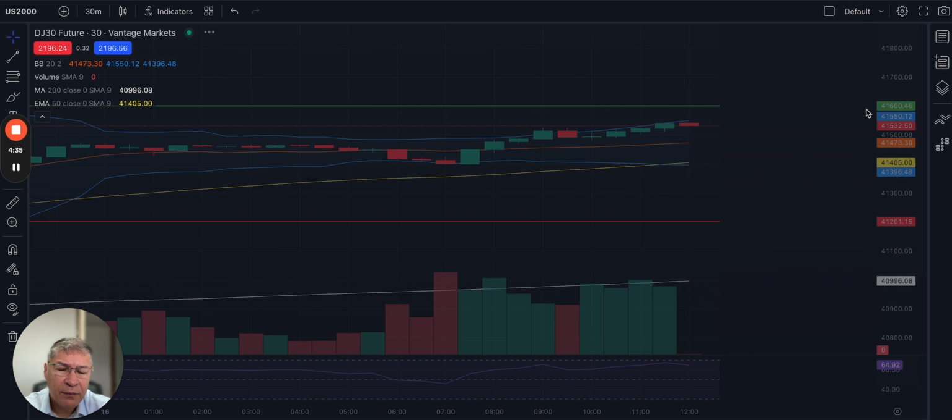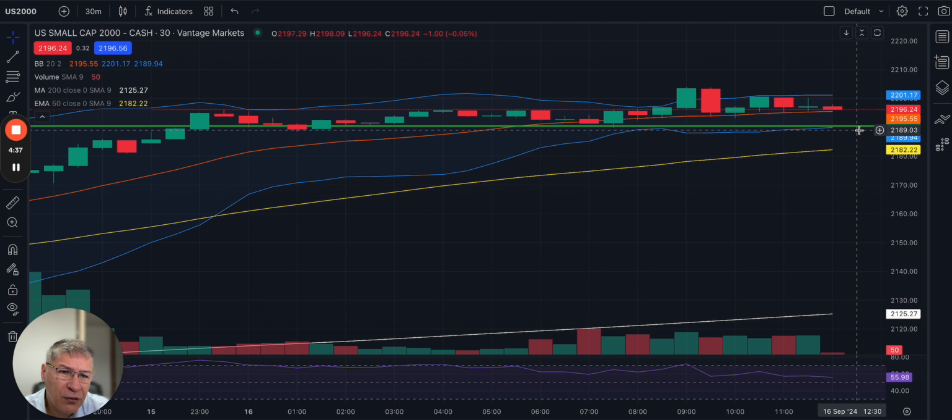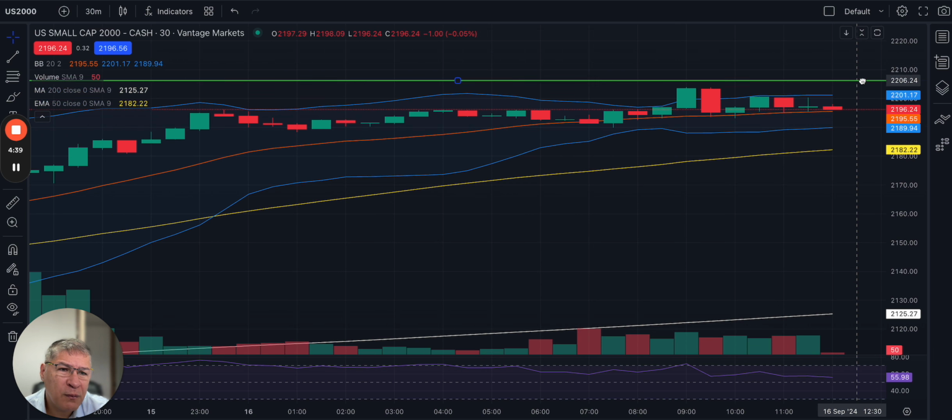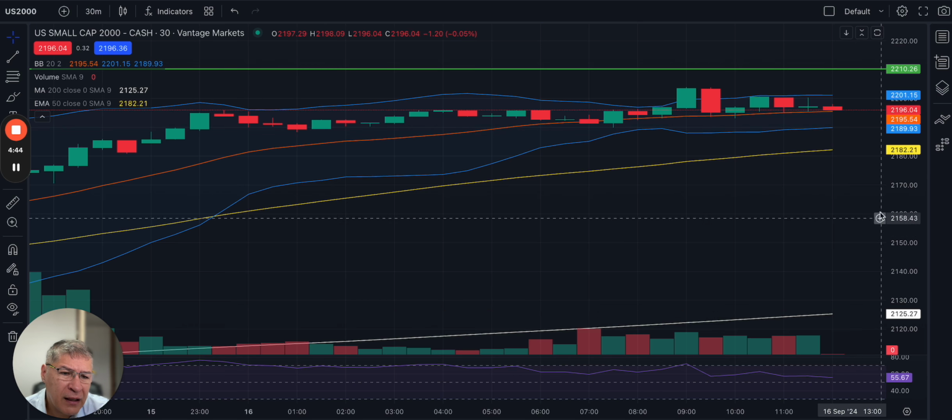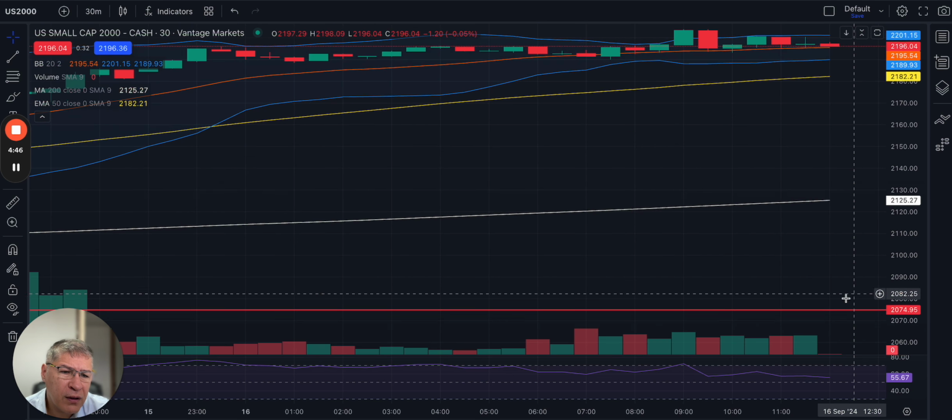And then the Russell is also trading above that level of resistance that we've placed. So 2210, and let's just use 2180 as our level of support for the Russell.